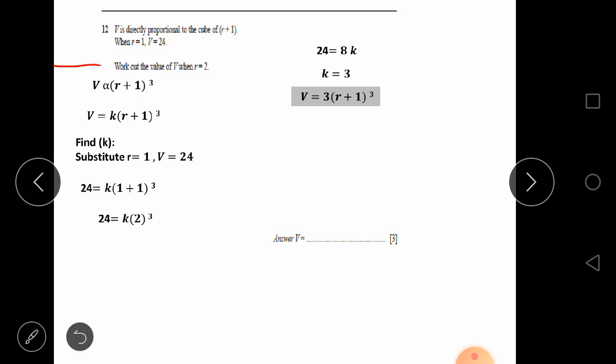When r equals 2, we substitute r equals 2. It will be v equals 3 times 2 plus 1 raised to the power of 3. And then we get 3 times 3 cubed, which is 3 times 27. And finally, v equals 81. So this is the first type of question.